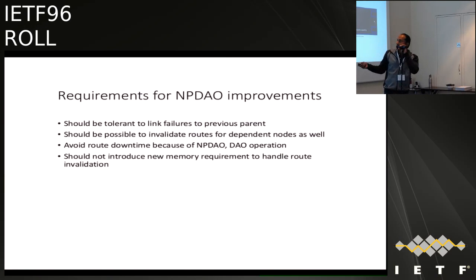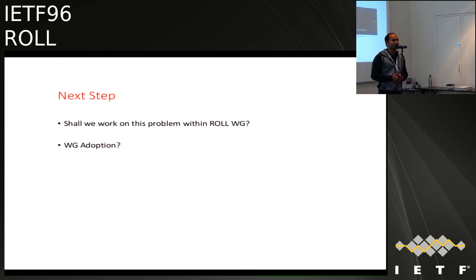So this draft essentially talks about these characteristics and puts up a requirement in the form of a possible technical solution which can solve these problems. One of these was presented in IETF 95 as well, and there's one more addition here: if possible, the new mechanism or technical solution should not add any additional memory requirement for NPDAO messaging. Yeah, that's all from myself. Any questions?